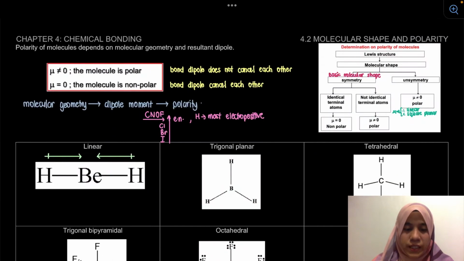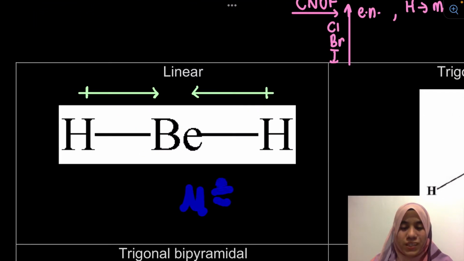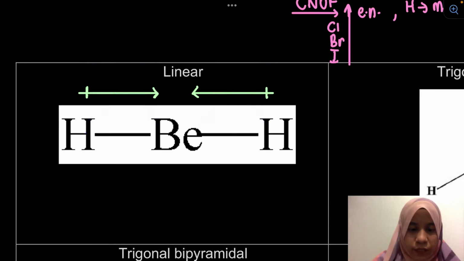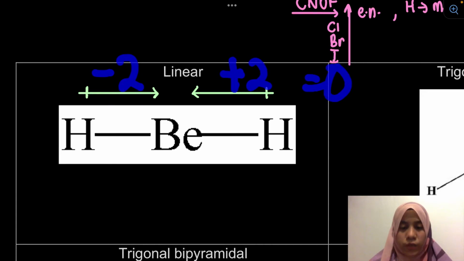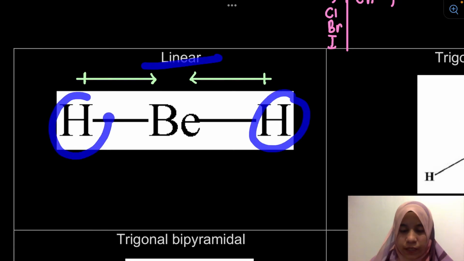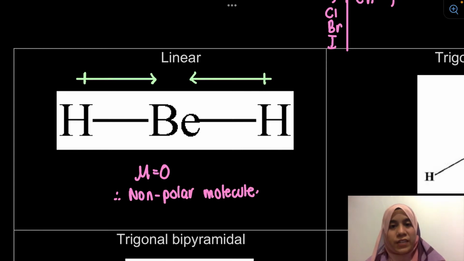So actually here, although you see that mu is not equal to 0, it will actually be cancelled out. So for example, here it is negative 2, negative 2, positive 2. Equal to 0. So when it is linear with the same terminal atom, mu will be equal to 0. So it is a non-polar molecule. So that is for the case of linear.